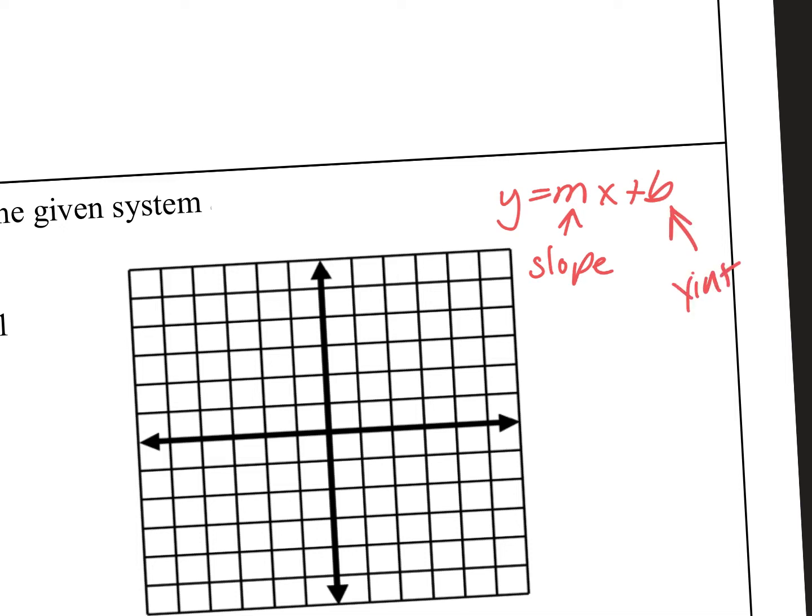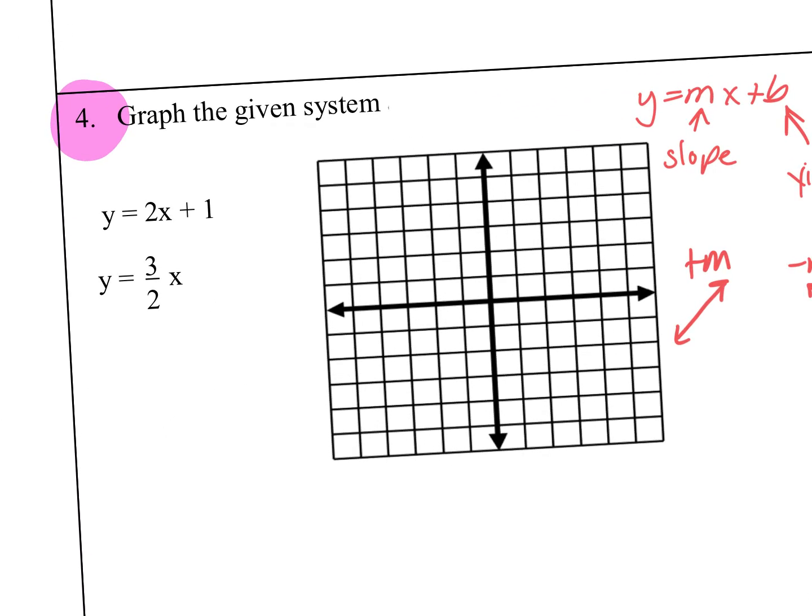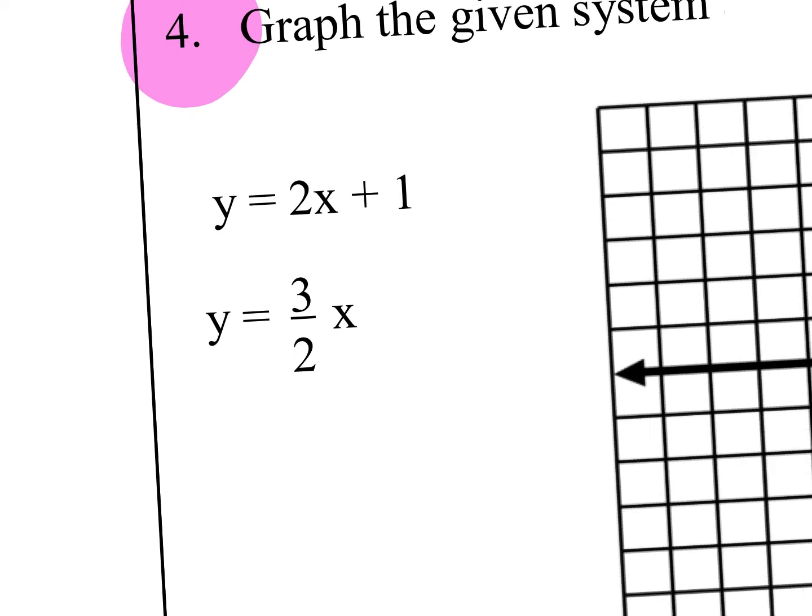Another thing that you guys have to remember: with a positive slope, the line goes upward. If you have a negative slope, it goes downwards. That's important so you get your intersection correct. What's the one where it's flat? 0. Up and down is undefined. Good.